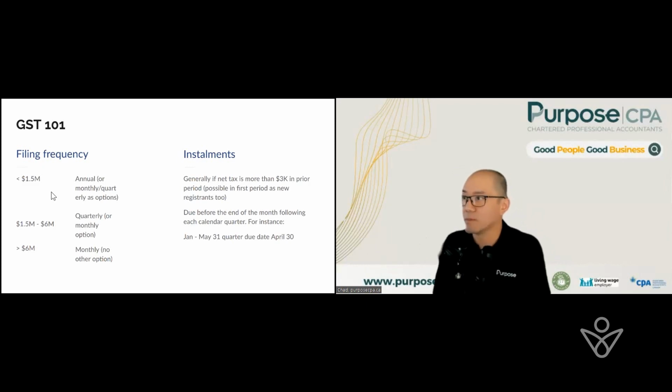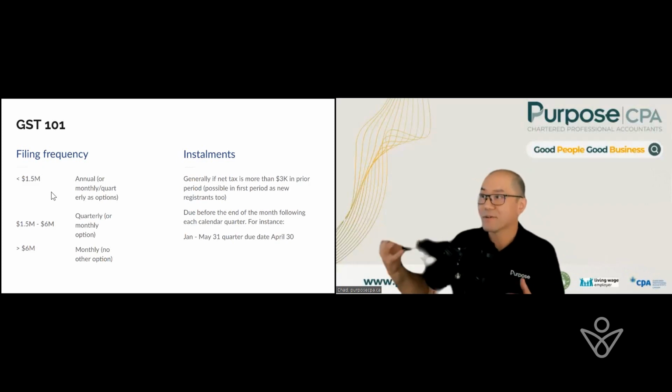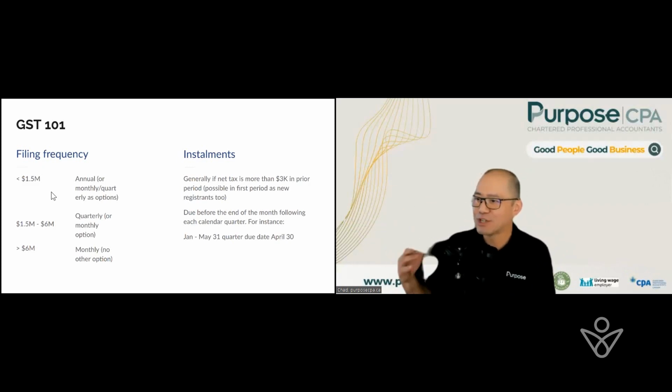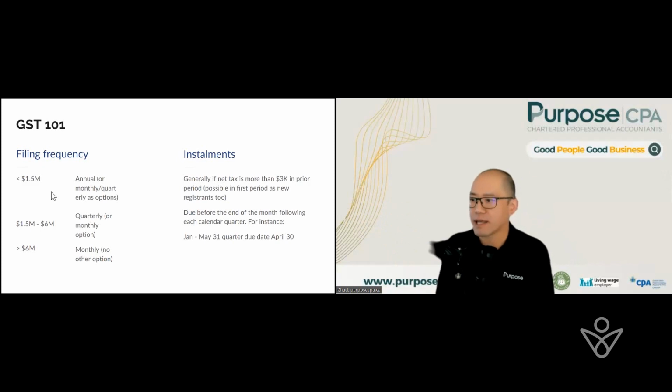And then there are also installment payments. When you're generating enough net taxes, if it's more than $3,000 in a prior period, there's going to be a requirement. CRA is going to want their money first. When you start to generate quite high taxes, CRA will send a letter asking for installments.